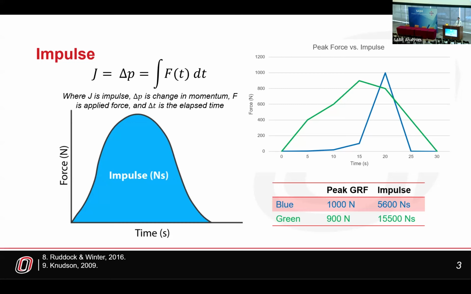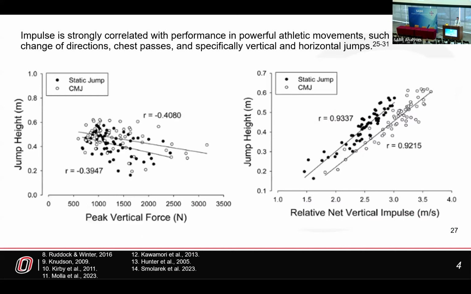So we have our blue subject had a peak ground reaction force of 1,000 newtons. And then our green subject had a peak ground reaction force of 900 newtons. However, looking at impulse, the amount of force applied over a period of time, we see that the blue subject had roughly 5,000 newton seconds of impulse, where our green subject had nearly 3 times that at 15,000 newton seconds. So we see that the green subject arguably was able to produce more force despite having a lower peak ground reaction force. This makes it incredibly useful for powerful athletic movements such as sprinting, changes of direction, chest passes, and specifically vertical and horizontal jumps.